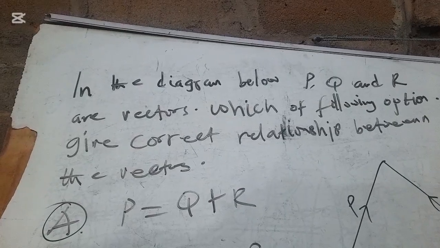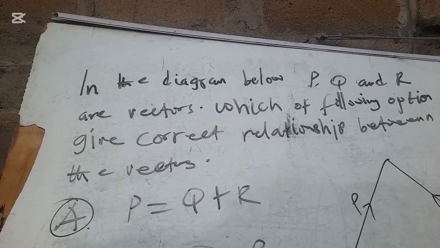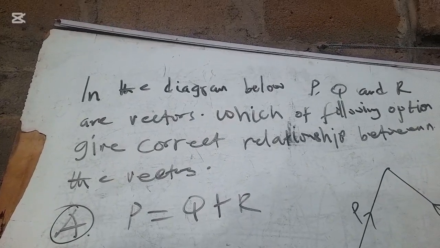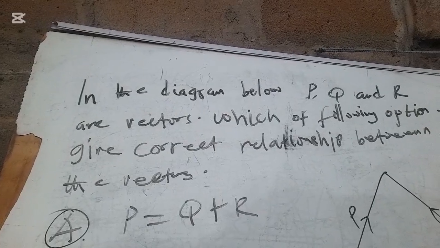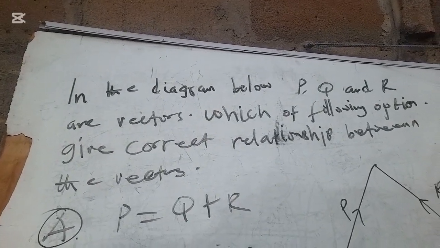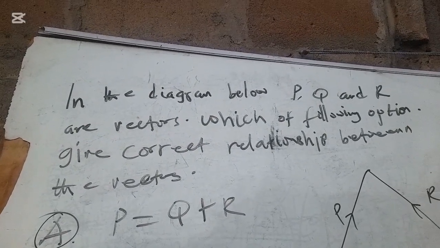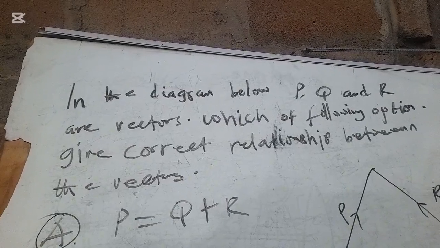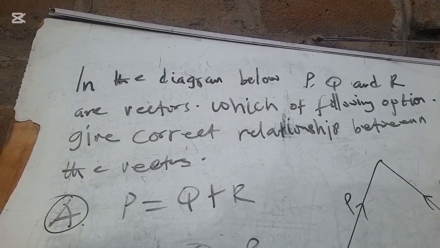In this episode, we want to solve a simple question in vectors or in mechanics. In the diagram below, P, Q, R are vectors. Which of the following options give the correct relationship between them?